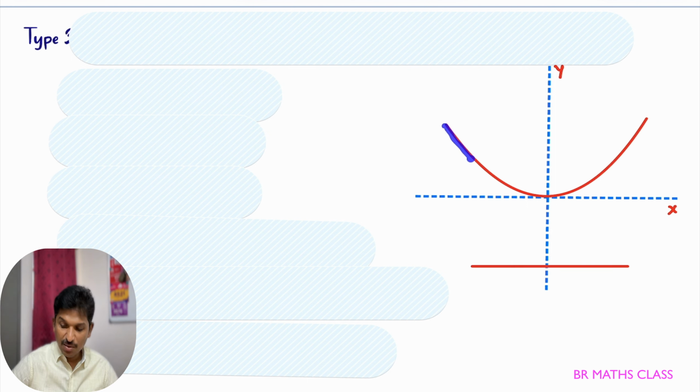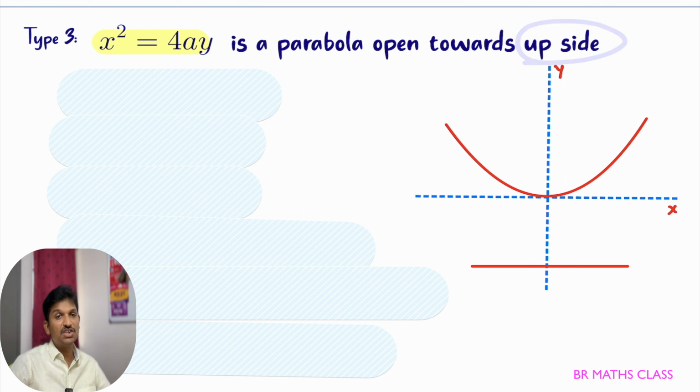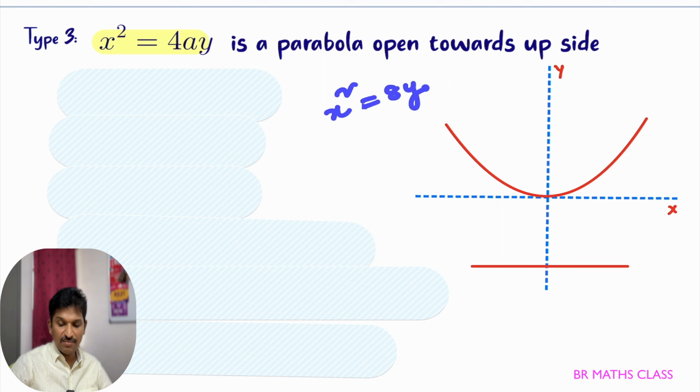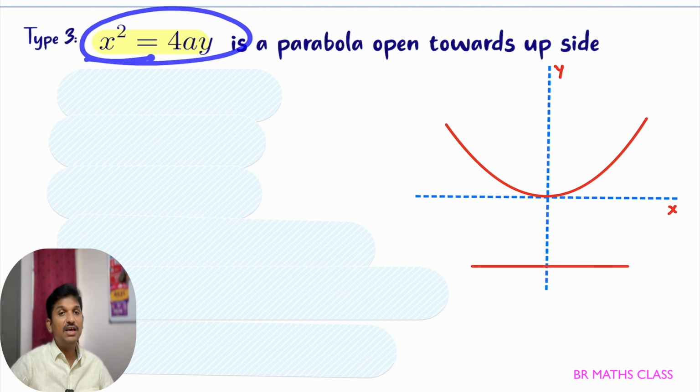Now, you observe this parabola open upward direction, right? What is its equation? X square equal to 4ay is a parabola open towards upward direction, right? Suppose you saw any equation like this, x square equal to 8y, any equation. What this equation represents? This equation is of this form. So x square equal to 8y is a parabola. Which type of parabola? As it is in the form of x square equal to 4ay, this parabola open upward direction. So x square equal to 4ay is a parabola which is open upward direction.